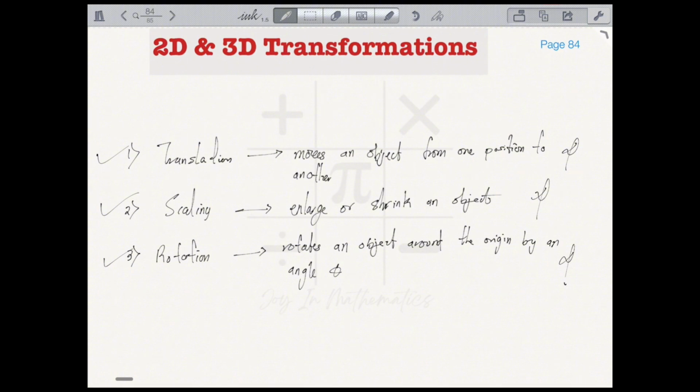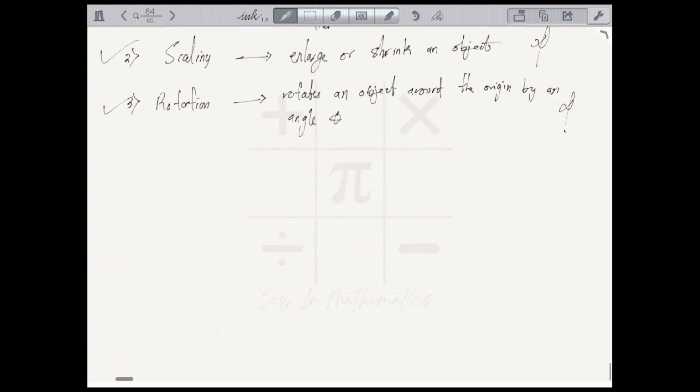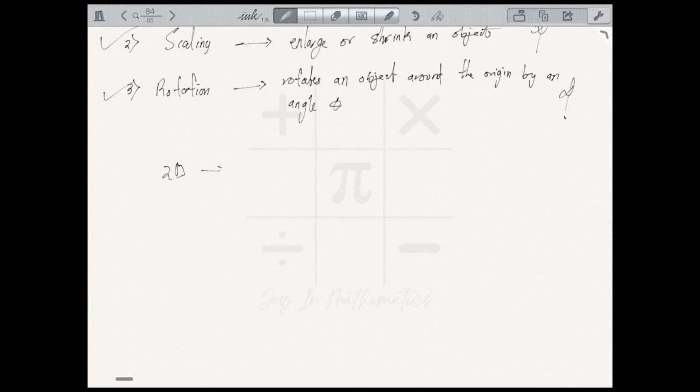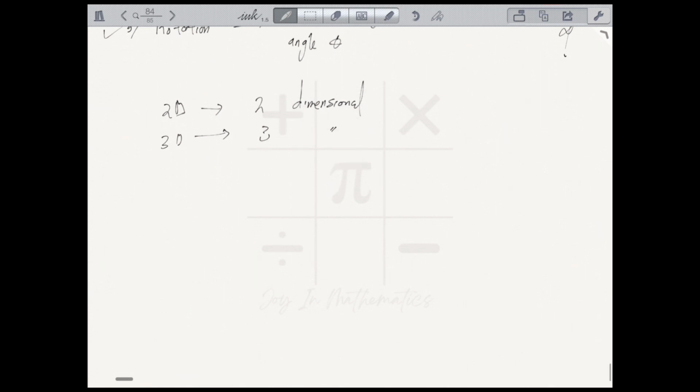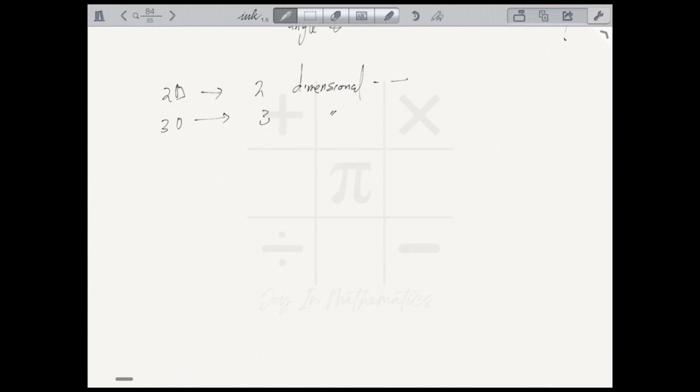Now you might be asking, what is 2D, what is 3D? 2D simply means 2-dimensional, and 3D simply means 3-dimensional. So 2-dimensional involves 2 column vectors or 2 forms of unit vectors, x and y, and the x and y can also be i and j. And 3-dimensional involves 3: x, y, and z, which can be represented as i, j, k.